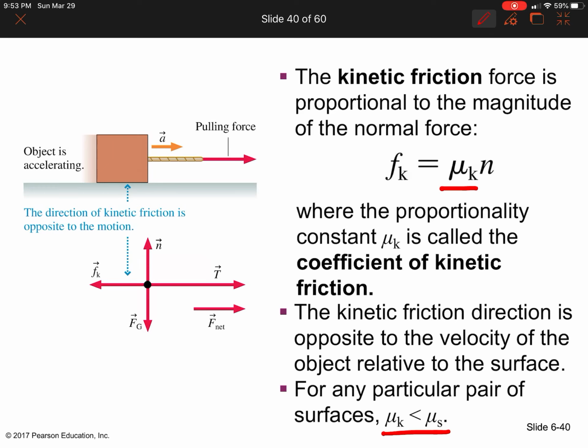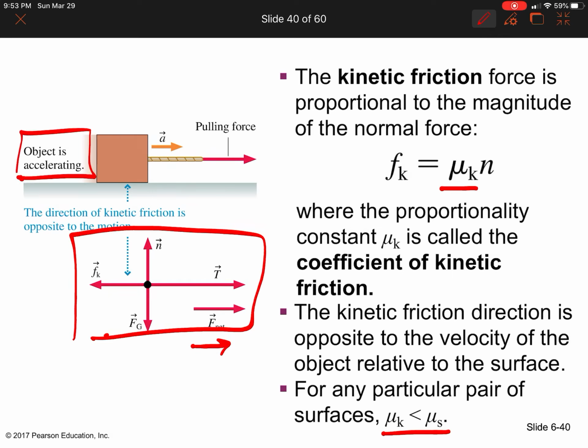Okay, now you can see based on this free body diagram, probably shouldn't have drawn that in red because the free body diagram's in red, but you can see that the tensional force is greater than the kinetic friction, which means that you're going to have a net force in the positive direction. So this is a situation where something is accelerating, okay?